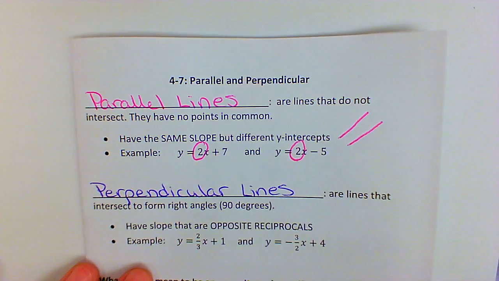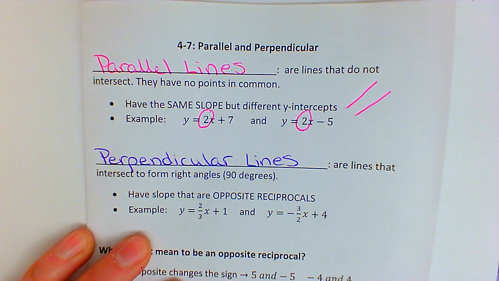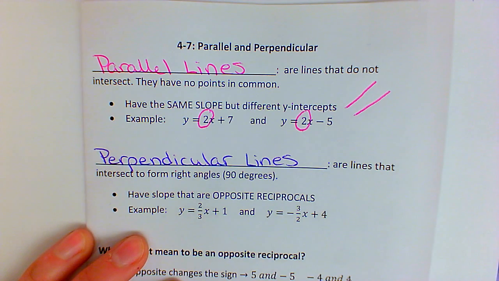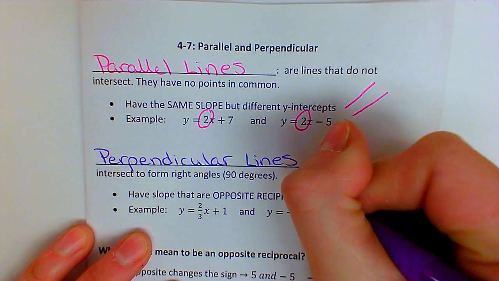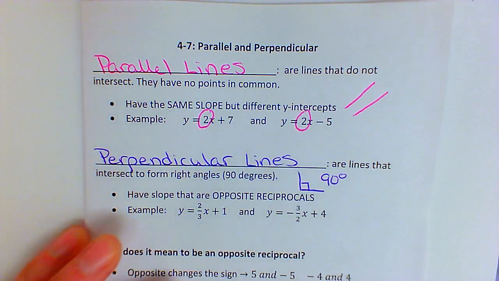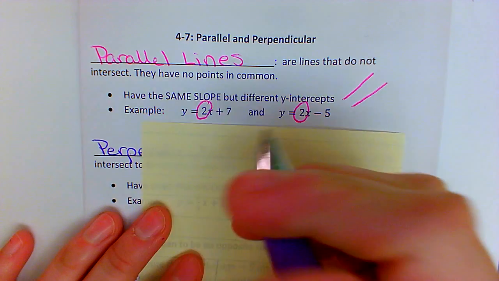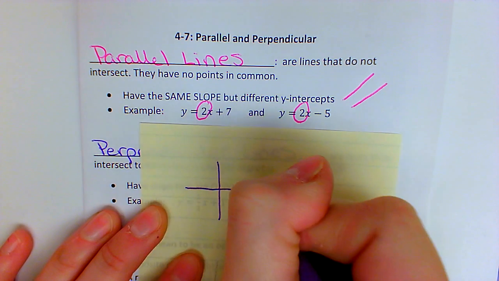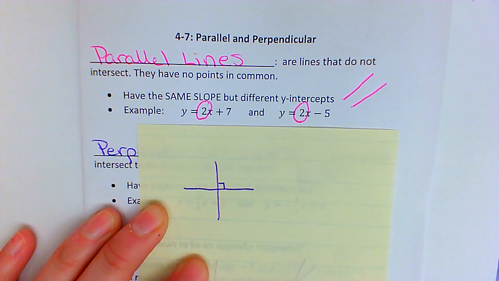The other type of lines that we're going to be dealing with are perpendicular lines. Now these are lines that are going to cross each other, but they don't just cross each other, they cross each other in order to form right angles. Now a right angle is 90 degrees, so it's kind of like a corner piece. Now just to make things clear, this would be an example of perpendicular because my two lines are crossing each other and forming a 90-degree angle.